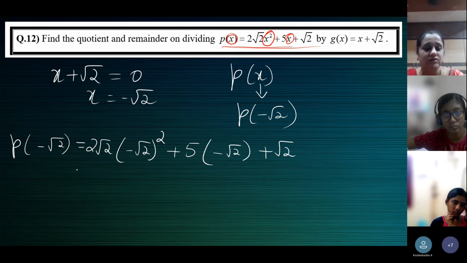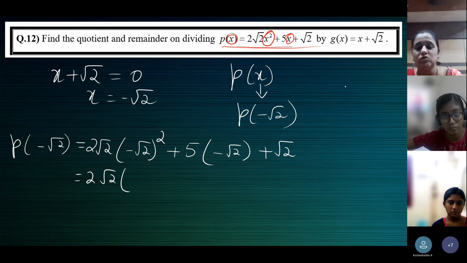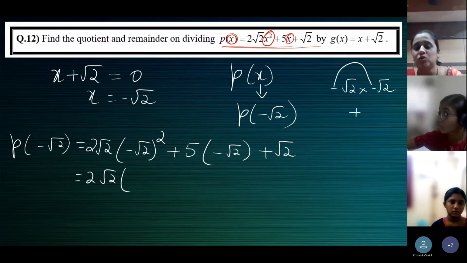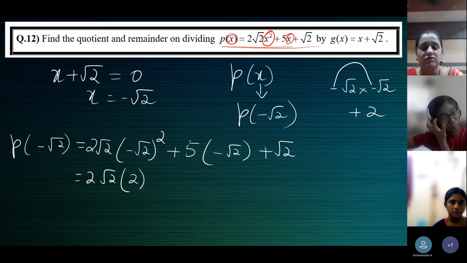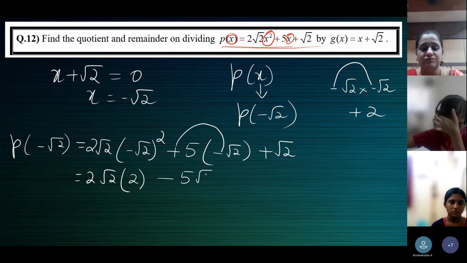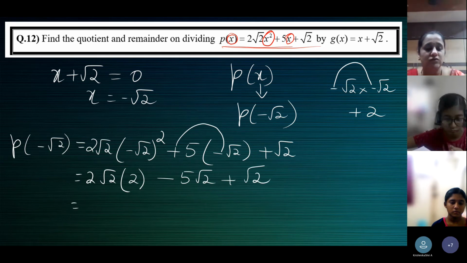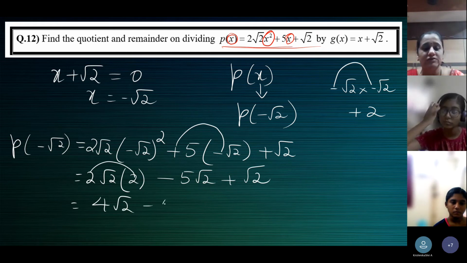So now let's work this. We have 2 root 2 into minus root 2 into minus root 2. Minus root 2 the whole square means minus root 2 into minus root 2. Minus into minus plus, root 2 into root 2, 2. So this is 2. And here plus into minus, minus 5 root 2, and plus root 2. Now we multiply: 2 into 2 is 4. 4 root 2 minus 5 root 2 plus root 2.